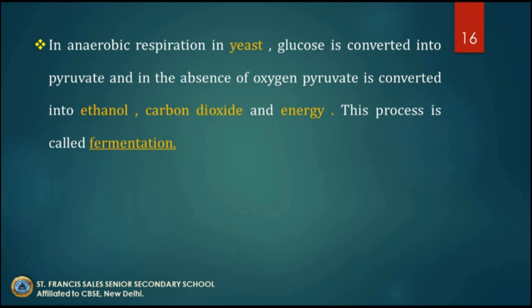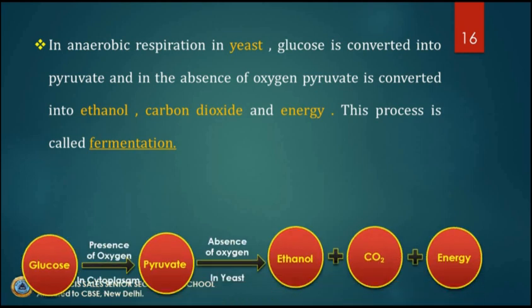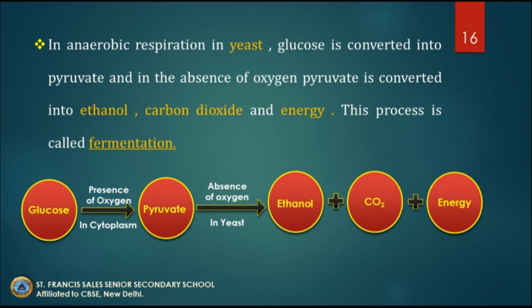And that process is known as what? Fermentation. So anaerobic respiration has another term, that is fermentation. Just see what happens there. Here is the equation to see how anaerobic respiration takes place in yeast. Glucose changes into pyruvate. The first step is common. The next step, in the absence of oxygen, gives ethanol, carbon dioxide and energy.